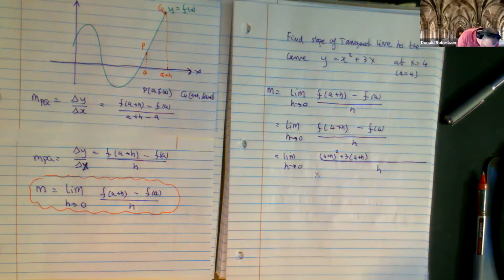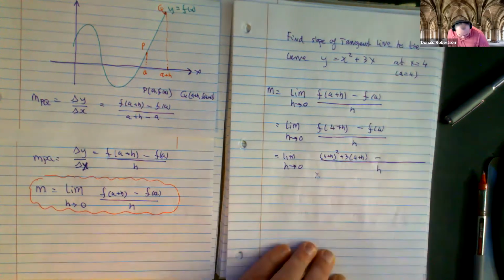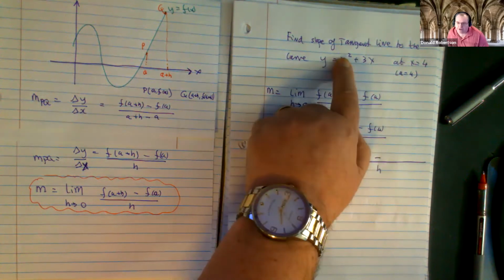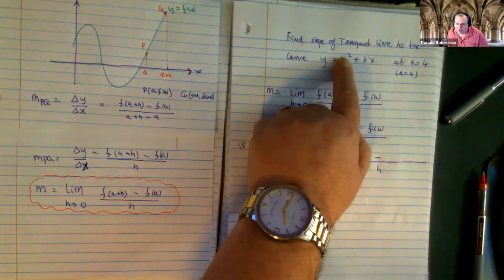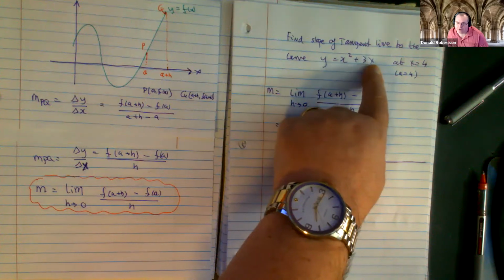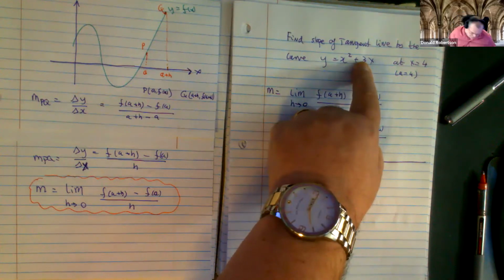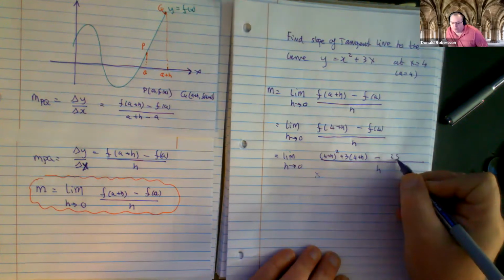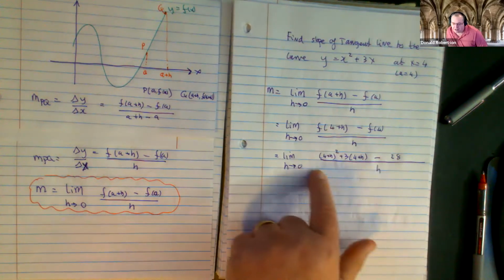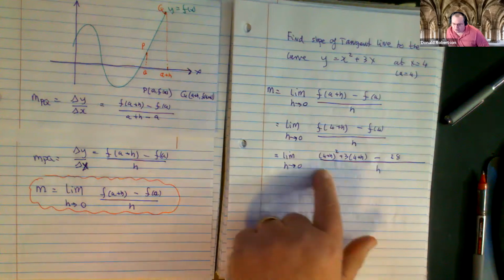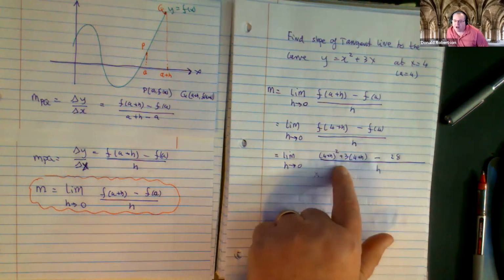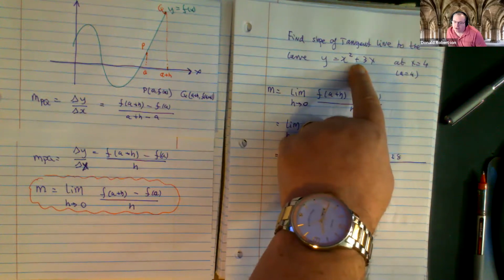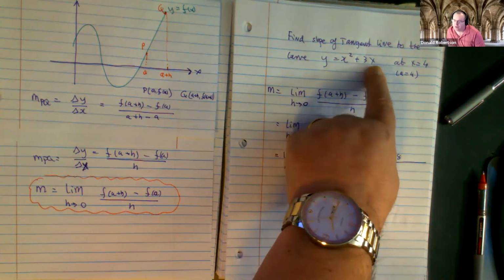Then you're going to take away the value of the function at 4. Well, I'm just going to do that in my head. 4 squared is 16, plus 3 lots of 4, which is 12, and 16 add 12 gets me 28. So if we can find the limit as h tends to 0 of this, we're going to get a number. That number is the exact value for the slope of the tangent line to this curve at 4.